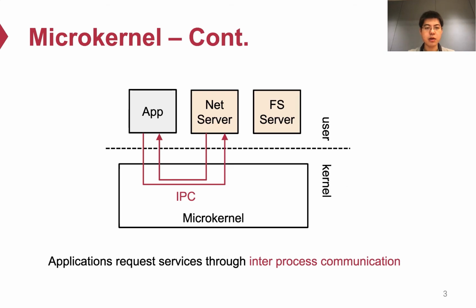In monolithic kernel, applications can use system calls to directly request services from kernel. However, in microkernel, applications rely on inter-process communication to switch to system servers to access OS services.